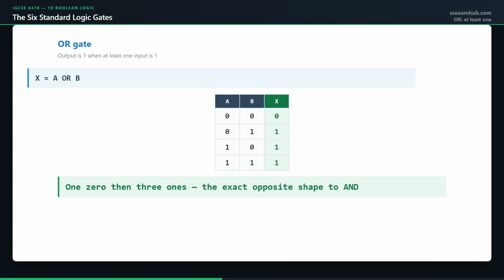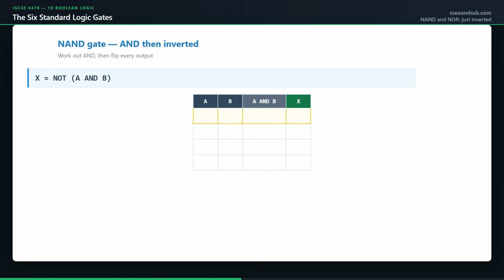So the OR column is a single 0 at the top and then 3 1s. Compare that with AND, which was 3 zeros and a single 1. They are exact opposites in shape, which is a useful check if you are ever unsure you have written the right table. NAND and NOR sound like new gates, but they are not.